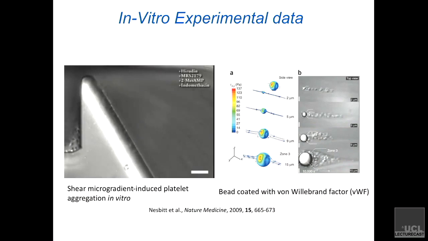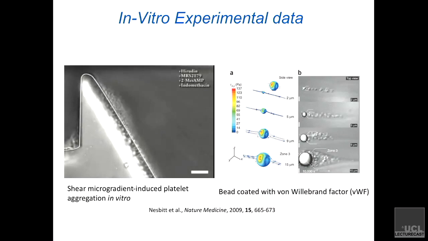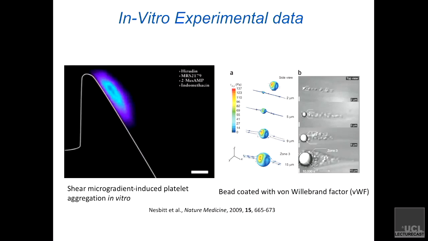So what you see here is a movie of an in vitro experiment where you have a severe stenosis, and this surface here is coated with von Willebrand molecules, and this is being perfused with whole blood at very high shear stresses. And what we find is initial aggregates of platelets here on this side. This is the kind of data we have.